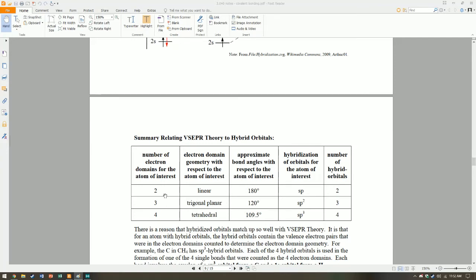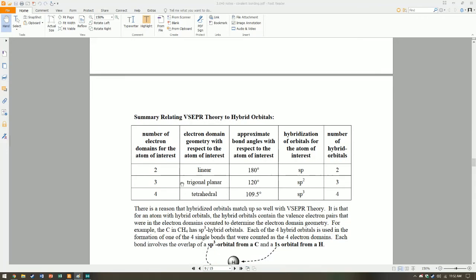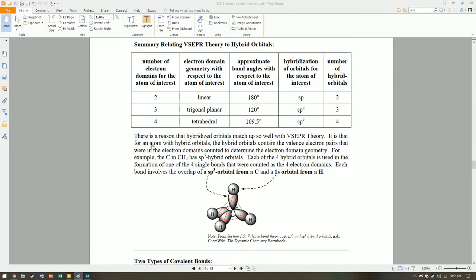So as you can see here, 2 domains, linear, 180 degrees, sp. This little table here, I don't know if you are expected to memorize it, but it's a good thing to remember. There is a reason that these hybrid orbitals match so well with VSEPR theory. It's because an atom with hybrid orbitals, the hybrid orbitals contain valence electron pairs, and these correspond to electron domains, as we did with VSEPR theory. So it's not coincidental. There's a reason for it.